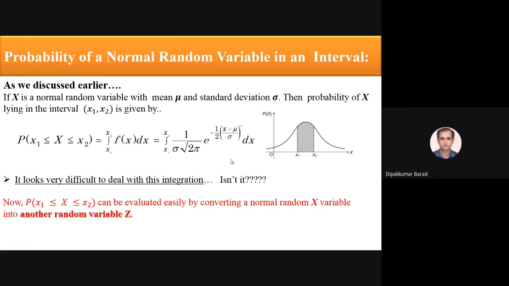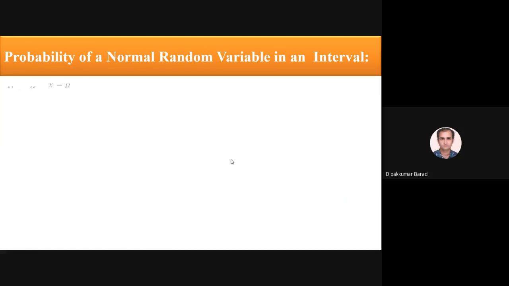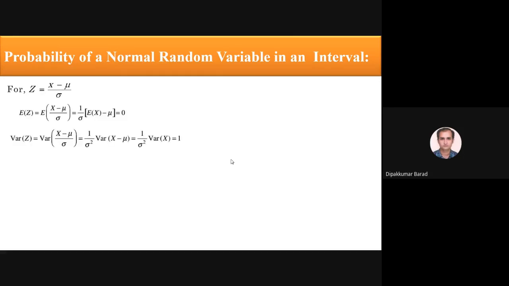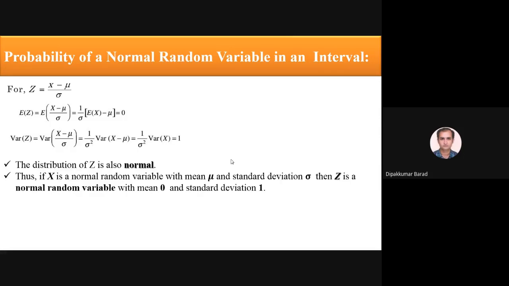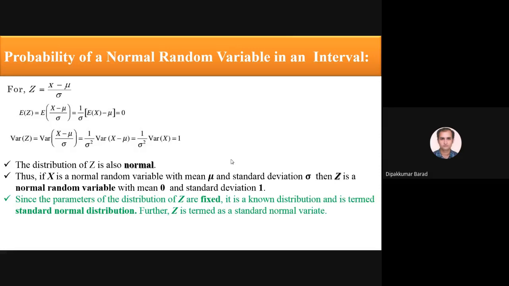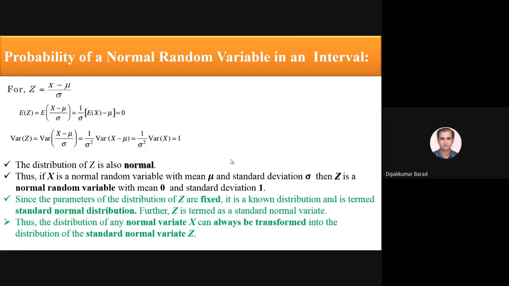So what we do is convert this normal distribution into a standard normal distribution. So we consider z equal to x minus mu by sigma, which is a new random variable, and if you find E of z, we get 0, and the variance of z is 1. So the distribution of z is also normal, with mean 0 and standard deviation 1 for the standard normal distribution, and here we call z a standard normal variate.